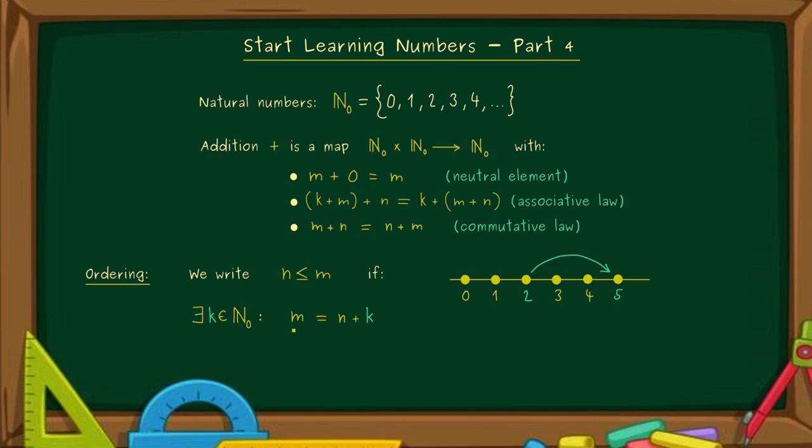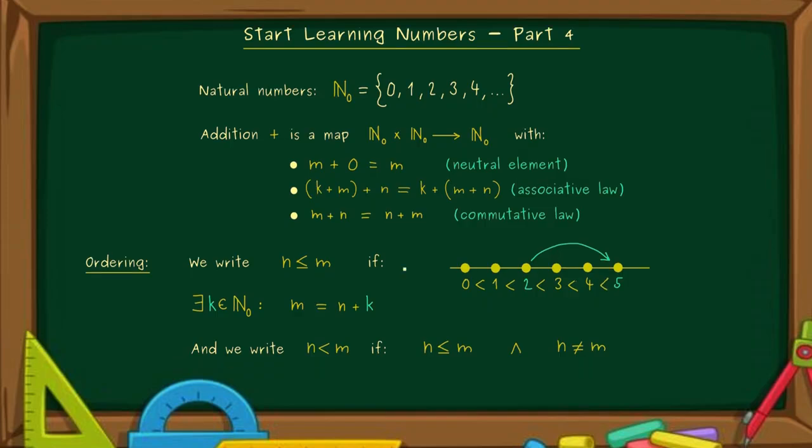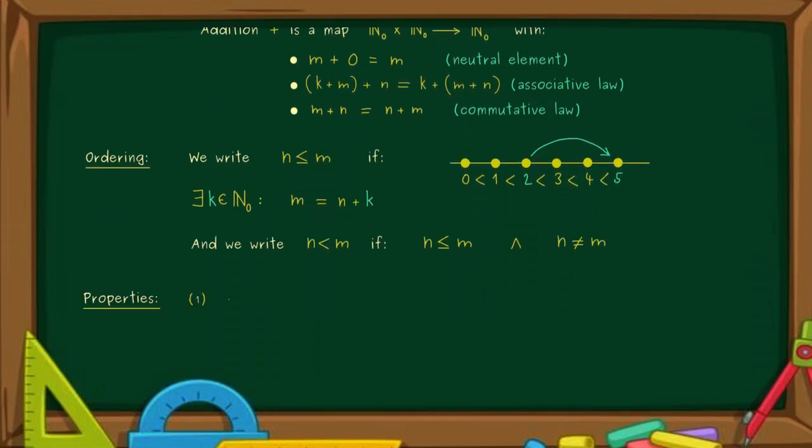In a formula, this reads as: there exists a k in the natural numbers such that m is equal to n plus k. And with this, you can also immediately say what a stricter inequality should mean. There, we just want that n is less or equal than m, and also that the numbers are not the same. So we have this condition and this condition. Now you should know sorting a set in such a way is a general concept which has to fulfill 3 properties. Therefore, let's write them down.